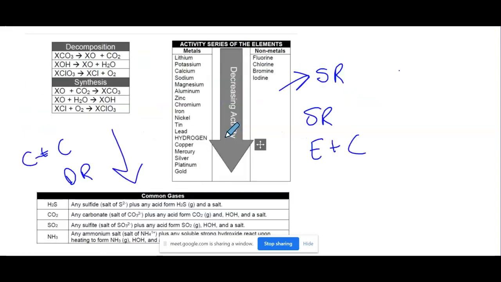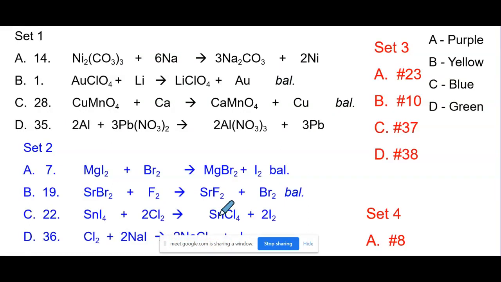Okay, so on your common gas chart, you're looking to see if you see an ending of SO2, S2, an ending of CO3, an ending of SO3, or a start of NH4. You kind of remember that in class? Yeah. Okay, so if those are true, then you also have to have an acid or a hydroxide. So those both have to be true for you to follow this pattern. So you have to have one of those 3 endings, or that start, plus an acid, or that start plus a hydroxide. So if we go back to the problem, I'm going to go back on my screen.